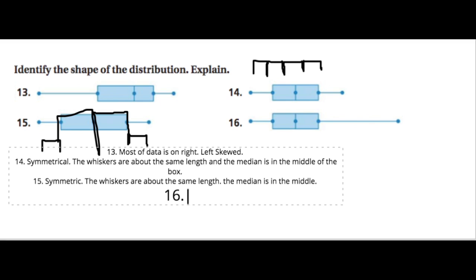So where's the majority of my data? The majority of my data is on the left, meaning that this is right skewed. Most data is on the left, meaning this is going to be right skewed.